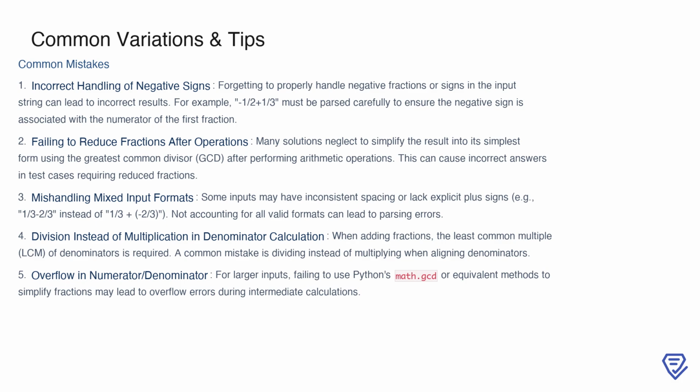Another pitfall is mishandling mixed input formats. Some inputs may omit explicit plus signs or include inconsistent spacing, such as 1/3-2/3. If you don't account for these variations, parsing errors can occur. Additionally, a common misstep is using division instead of multiplication when calculating the least common multiple, or LCM, of denominators while aligning fractions. Finally, for larger inputs, failing to simplify fractions at intermediate steps can lead to overflow errors. Using tools like Python's math.gcd can help prevent these issues by ensuring calculations remain manageable.